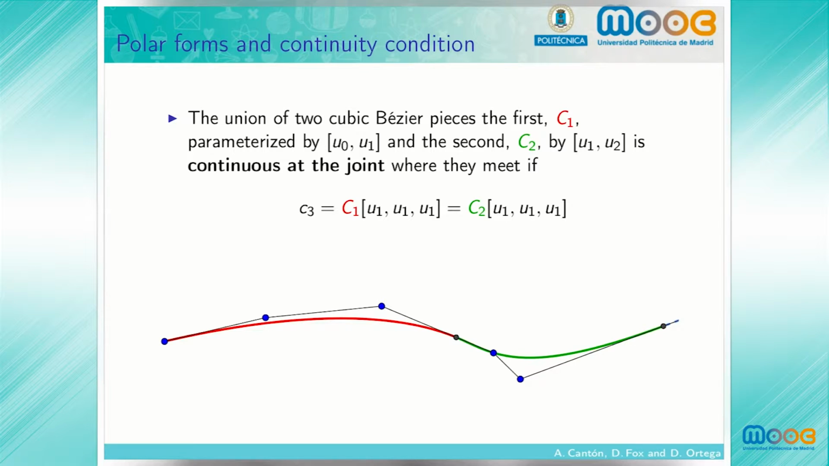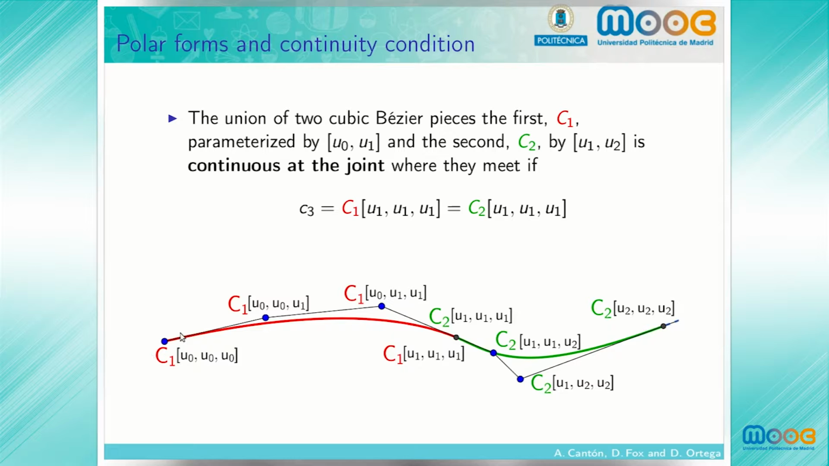The union of two cubic Bezier pieces, the first one C1 parameterized by u0, u1, and the second one C2 parameterized by u1, u2, is continuous at the join if the last vertex of the control polygon of the first curve is equal to the first vertex of the control polygon of the second curve. That means that the polar form of the first curve evaluated at u1 3 times and the polar form of the second curve evaluated at u1 3 times are equal, and in fact they are equal to the control vertex C3.